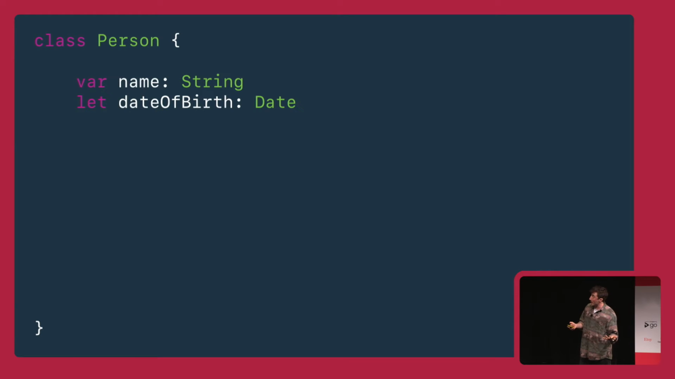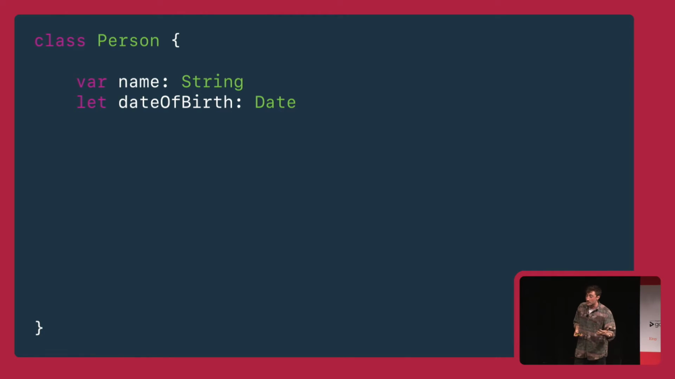A class has properties, or instance variables. We have var name, and let date of birth. What's going on there? So var means you can mutate it. Someone could change their name at some point in the future. A let is a constant, which means you can't change the value of it. You couldn't change your date of birth. That doesn't make any sense. So it has an initial value, and then that's the value the whole time.